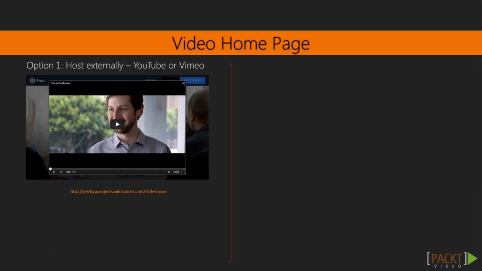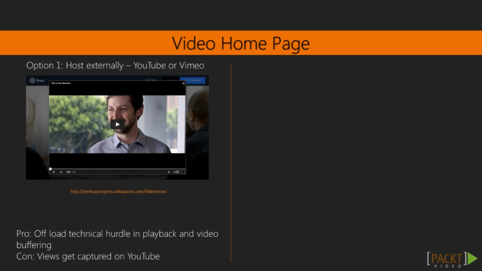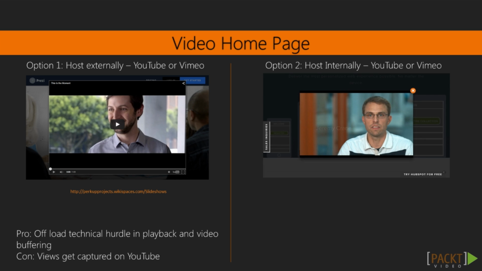This would allow you to use Google's CDN, or content delivery network, and their servers transmit that content to your users through your webpage. Servers that transmit the content and use YouTube's media player technology allow people to watch it. A pro of using YouTube is you can offload the technical hurdles in playback and video buffering. The disadvantage is that views get captured by YouTube, and the content is made available on YouTube, which is part of their advertising model.